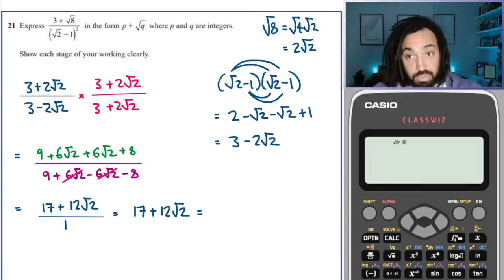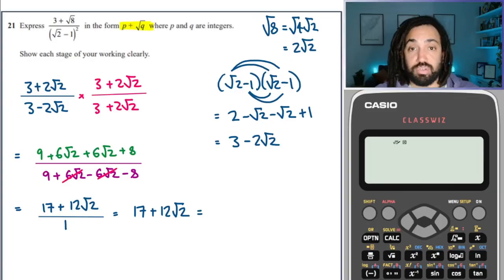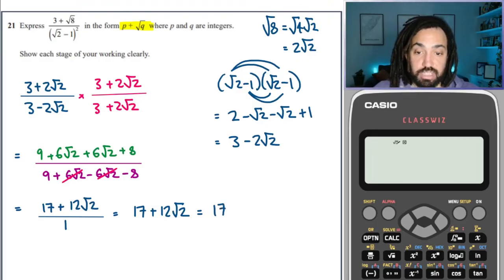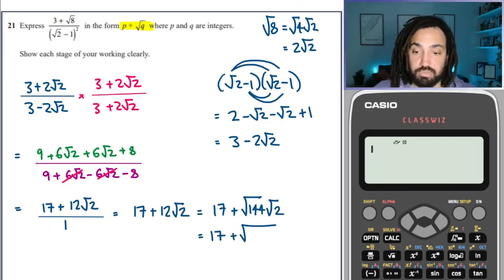But, once again, we've got to be careful. It's asked us to write it in p plus root q, where q is an integer, and it's just root q. So we need to convert this surd. We need to unsimplify it. So the square root 12 is the same as the square root of 144. So this is 17 plus the square root of 288.